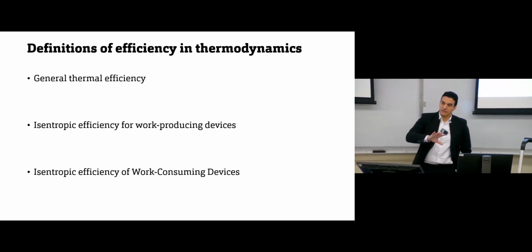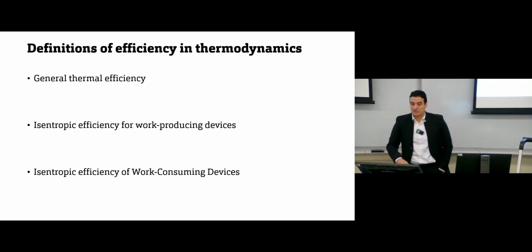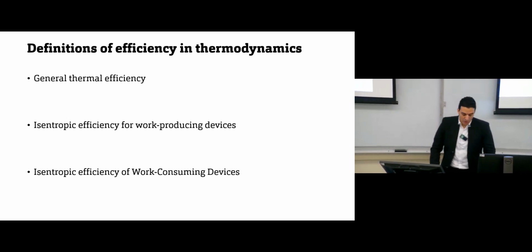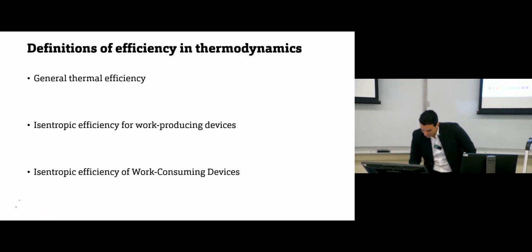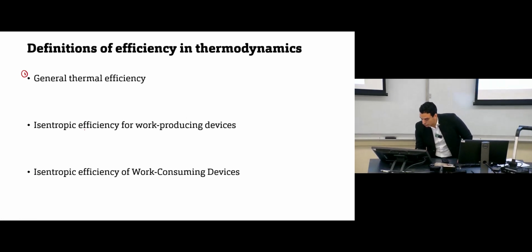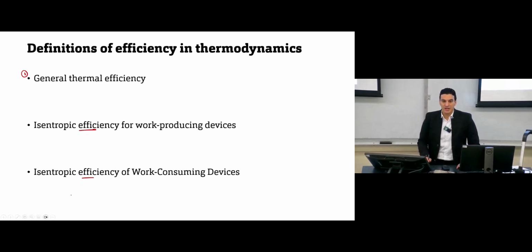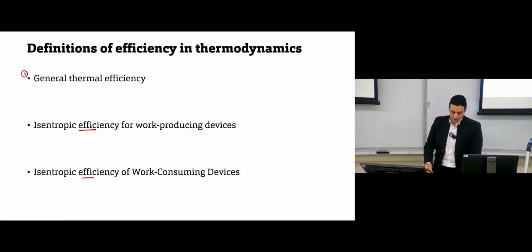And we said so far we have discussed three types of efficiency. We have discussed general thermal efficiency, so the first one. And last lecture we talked about two other types of efficiency. We can call them isentropic efficiency.